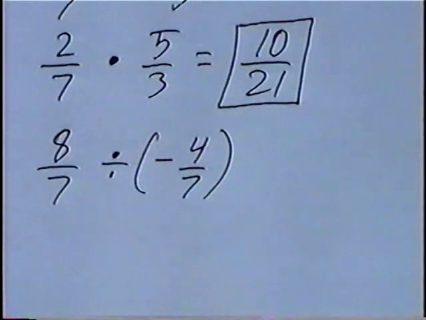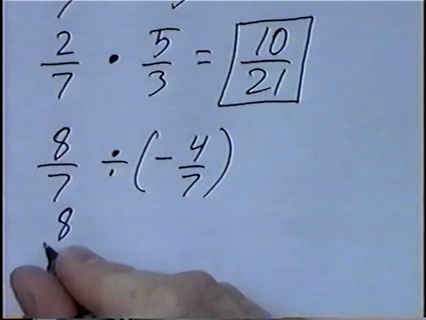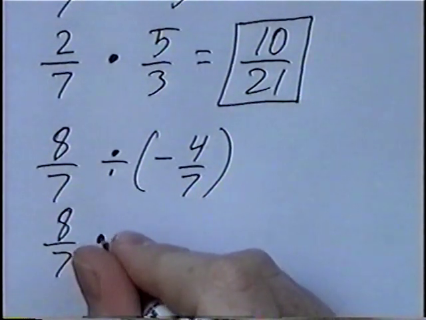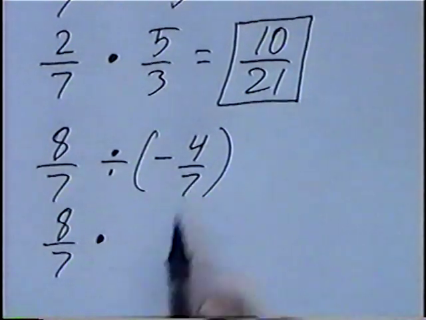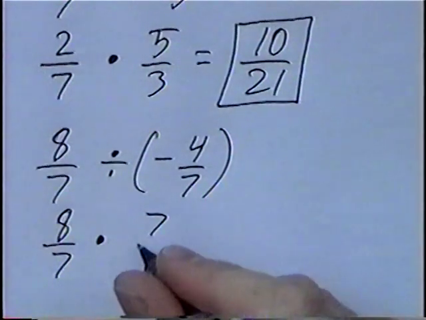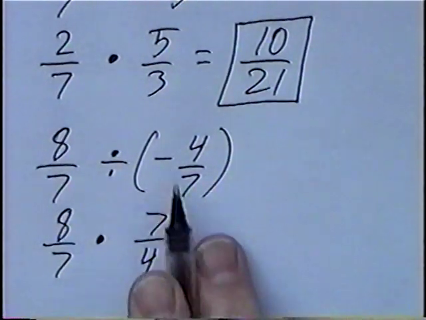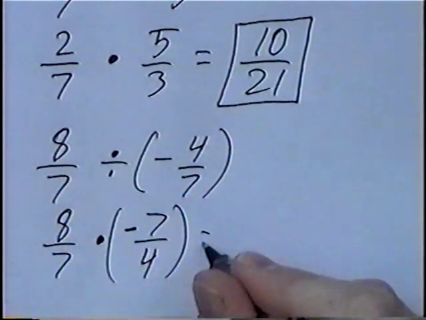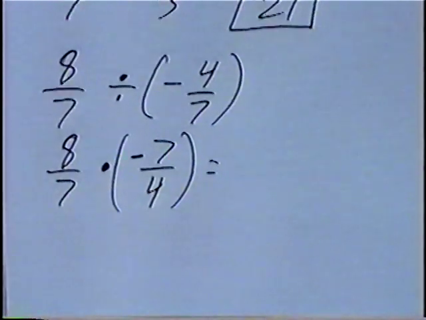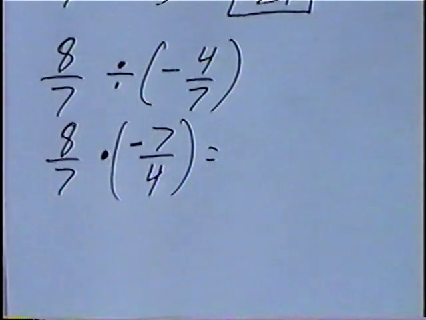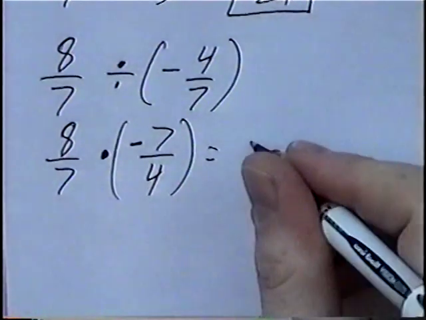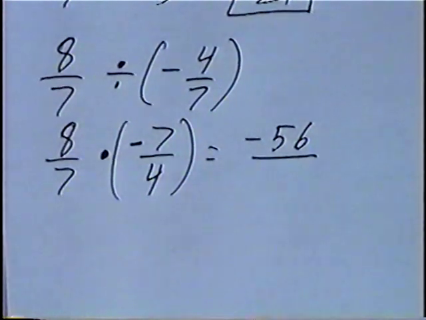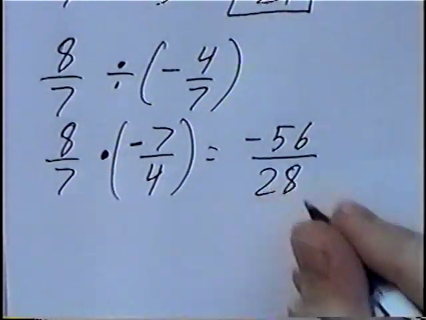Again, anytime we're dividing by a fraction, the first fraction we can leave the same. And instead of dividing, we can change to multiplication. The reciprocal of the second fraction would be 7 over 4. And if it's negative, we'll leave it as a negative fraction. Multiplying straight across again. 8 times a negative 7 would be negative 56. And 7 times 4 would be 28.